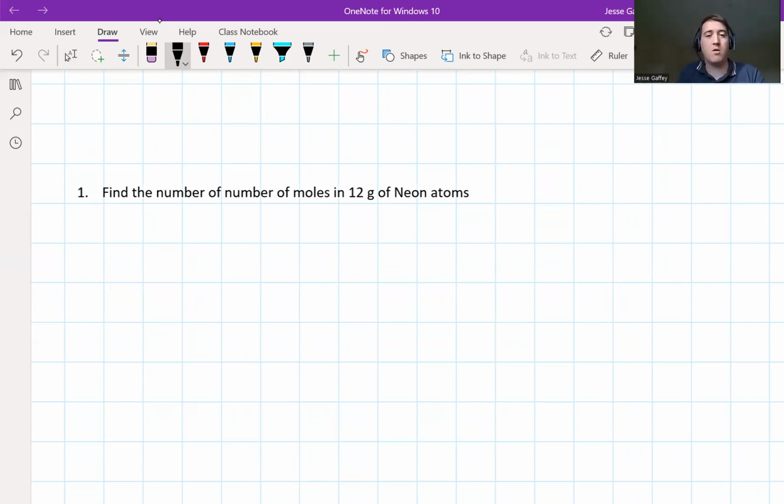It's the same idea as the money. We're going from grams of neon atoms. That's what we're starting with. So we're going from grams of neon, and it's asking us to find a number of moles of neon. So we're going from grams of neon to moles of neon.